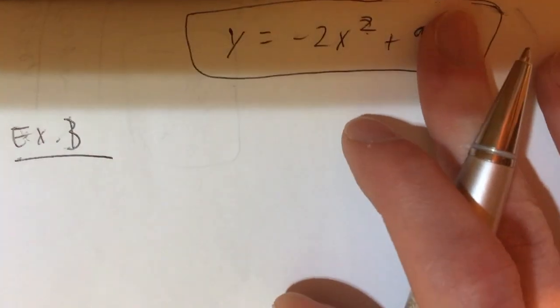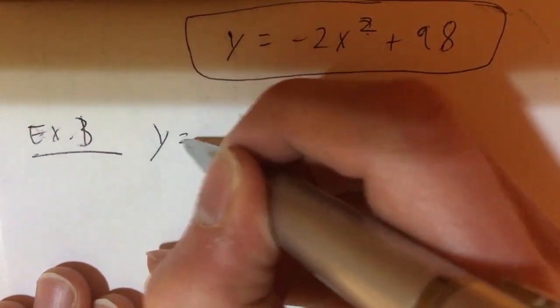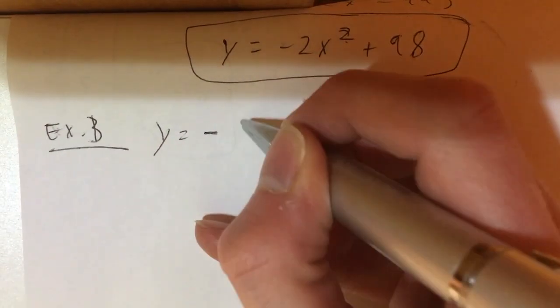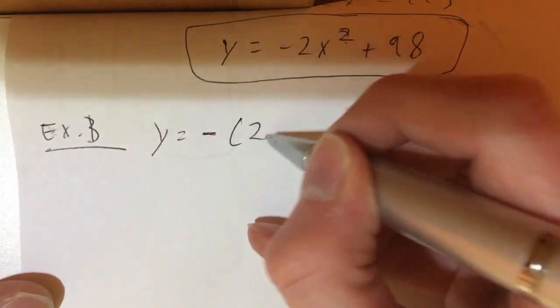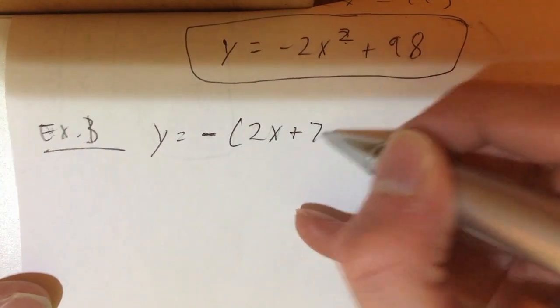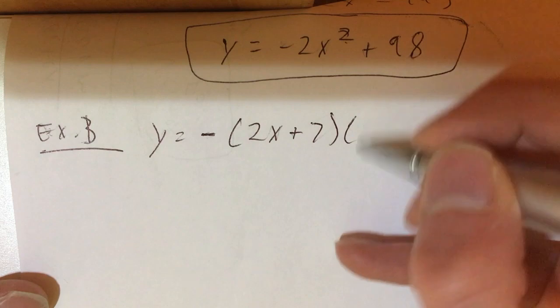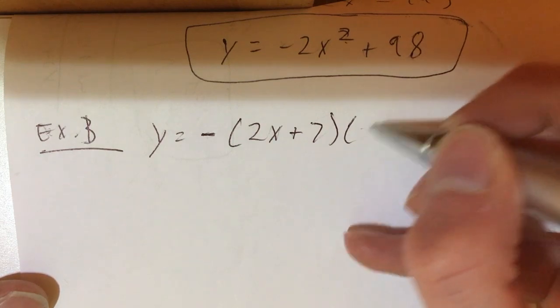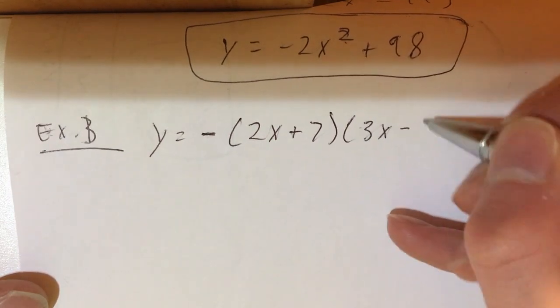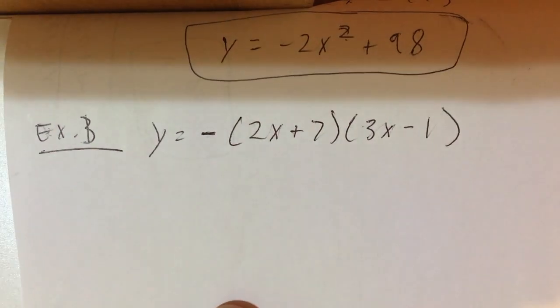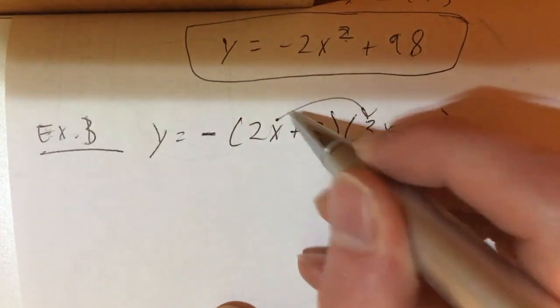All right. Let me think. Let's do something like, I don't know, y equals. Let's just do a regular negative sign out front. Let's do 2x plus 7. And, I got an idea. Nah, let's not do that. 3x minus 1. All right, let's do this. So, same thing as before. Distribute, combine like terms.